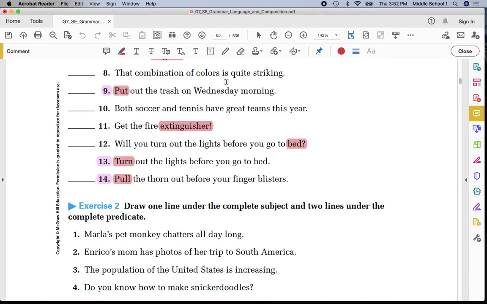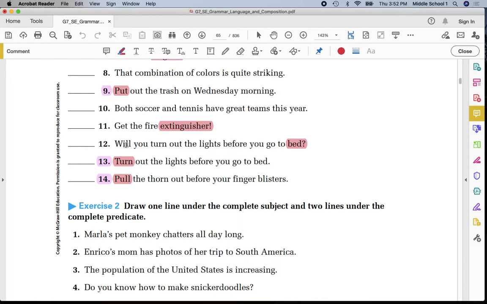That combination of colors is quite striking. Ends with a period. It's either declarative or imperative. It doesn't begin with a verb. It's not asking you to do anything. It's declarative.